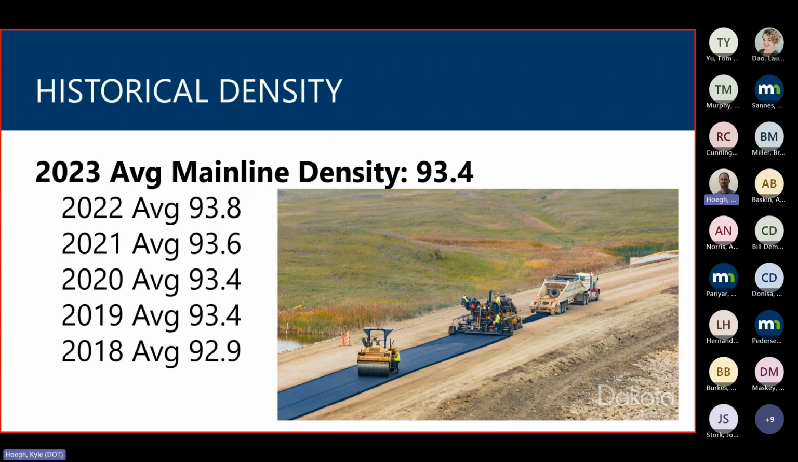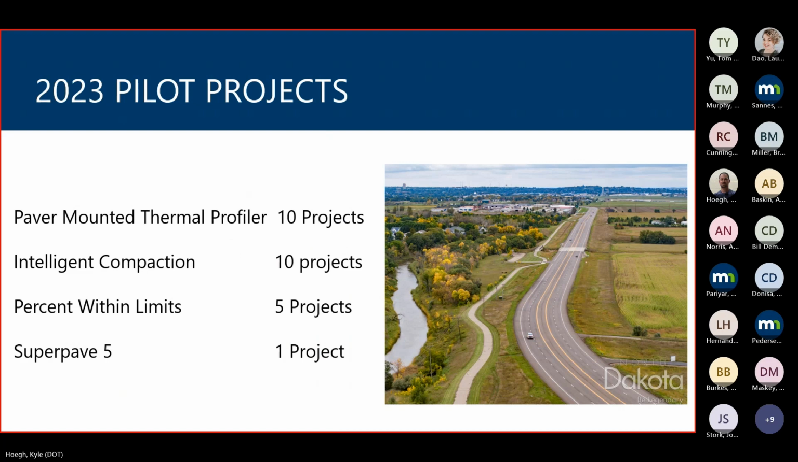So that's great. That's really what we want to see. In terms of 2023 projects, we put the SP for the paver mounted profiler, thermal profiler, and intelligent compaction on 10 projects. We are not a percent within limit state. There's not many out there that aren't, but we've explored percent within limits the last couple of years. So we did a few pilot projects there. And also Super Pave 5 was something we're dabbling with a little bit to see if it's a good fit for us.